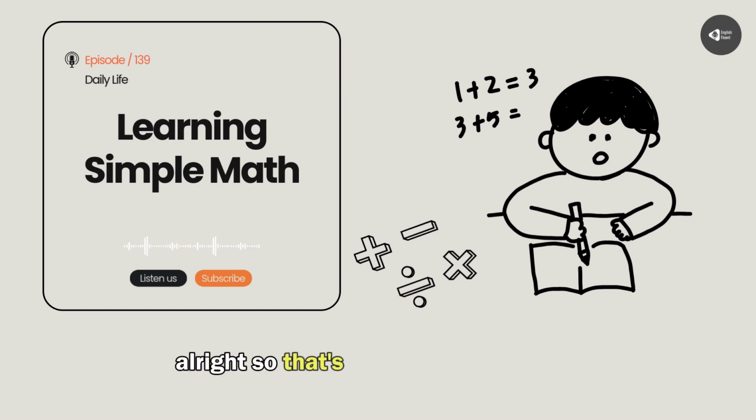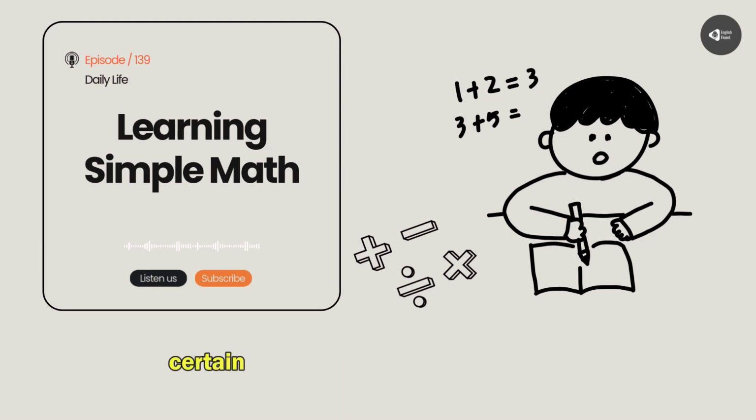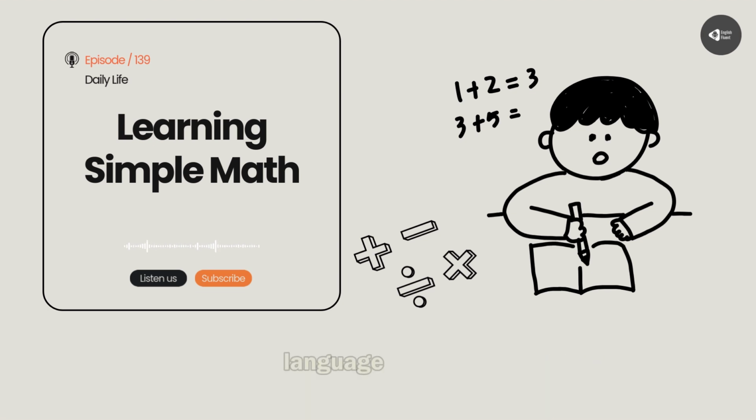All right, so that's one smart little girl, huh? Yeah, pretty smart. Actually, smarter than me in math. All right, so let's take a look at some of those words that the teacher used to ask her about certain operations in language takeaway. Okay, so like we said, you guys know how to do math and you know the words in your language, but maybe in English it's a little bit harder to find the right word. So let's look at those now.